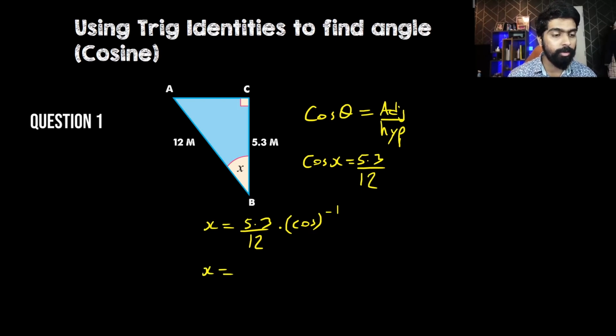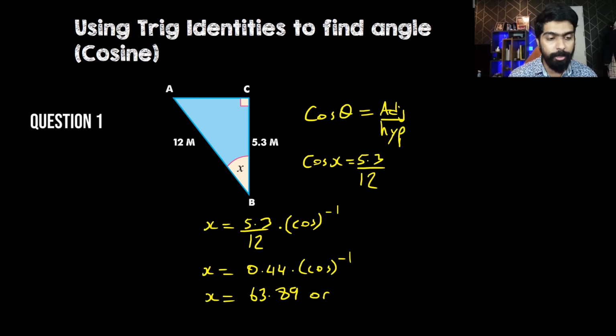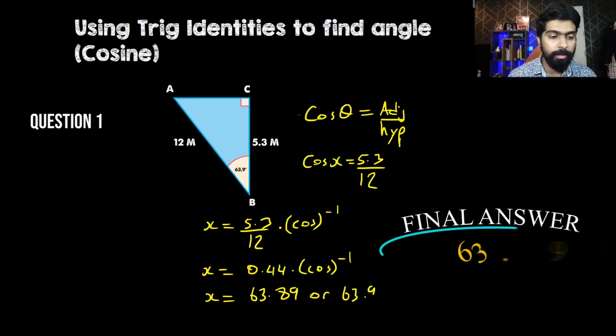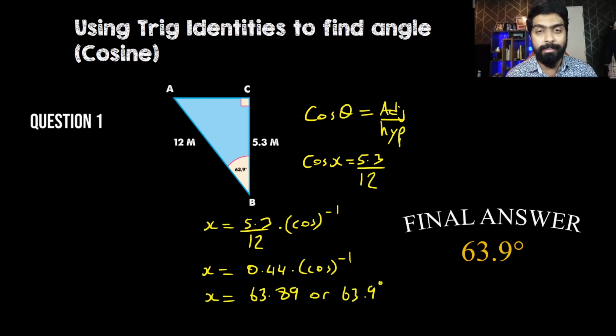So x is equal to the inverse of cosine of 0.44. In other words, 0.44 multiplied with the inverse of cosine, right? So let's find it using the help of a calculator again. So 0.44 and inverse of cosine will give us approximately 63.89. All right guys, so the value of x here is approximately 63.89, or if you want to round it up you can also write it as 63.9 degrees. All right guys, pretty easy and simple, isn't it?